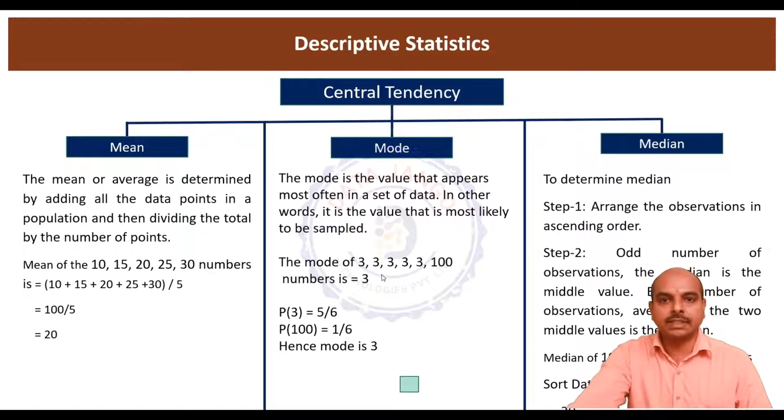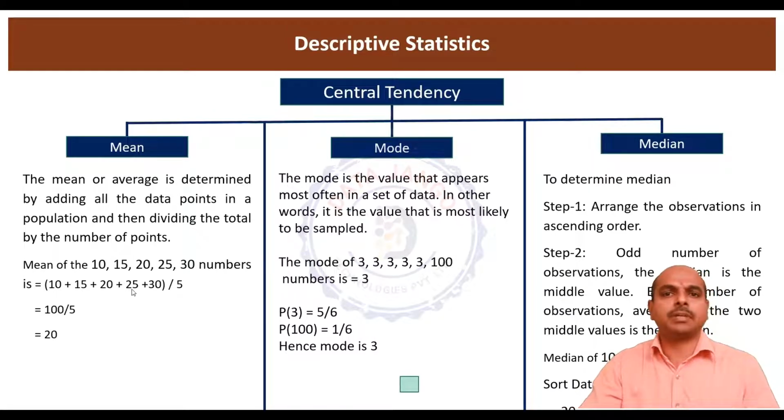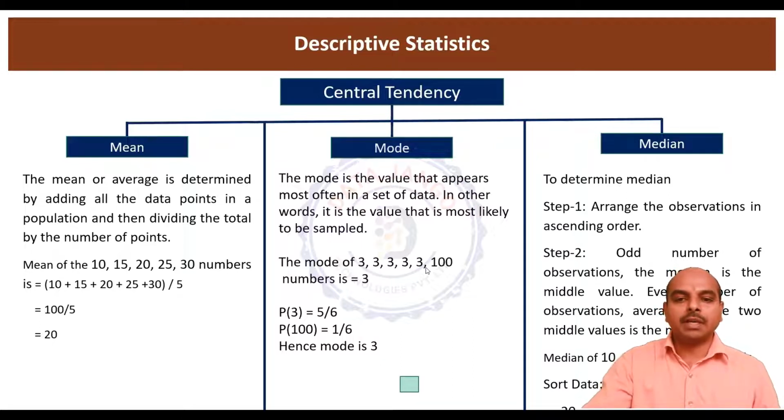In descriptive statistics, central tendency is one measure which actually tries to explain data with one number. There are three kinds of central tendencies: mean, median, and mode. Mean is the average of all the numbers which are present in the population or sample. Mode is the most repeated number in the sample or population. Median is the middle number of the population or sample. Let us start looking at this data.